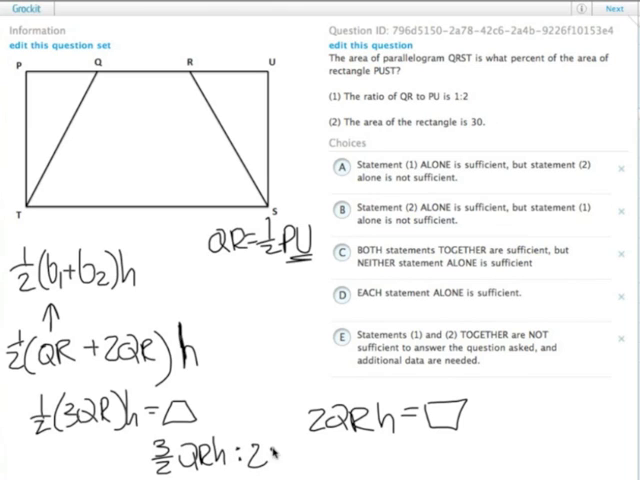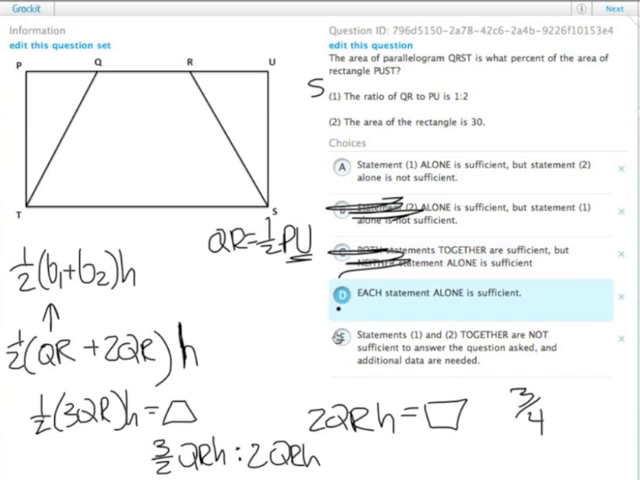to 2 QRH. And from there, we put the one on top of the other, and the final fraction ends up being 3/4. So statement 1 is sufficient on its own to figure out that percent. And so it's not B, and it's not either of the two insufficient answer choices.